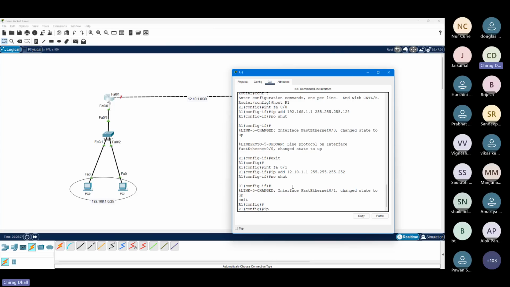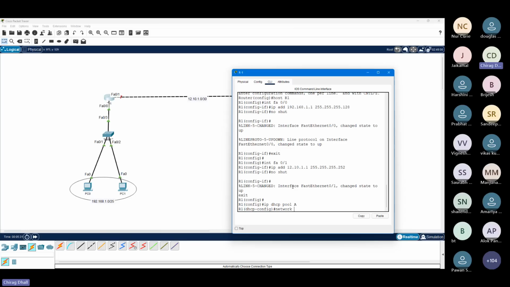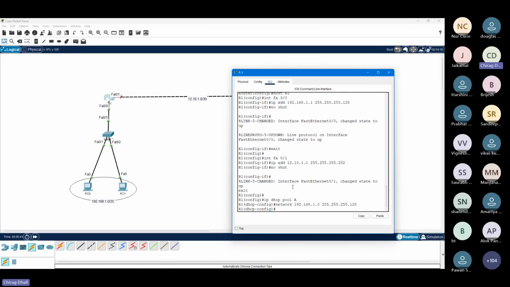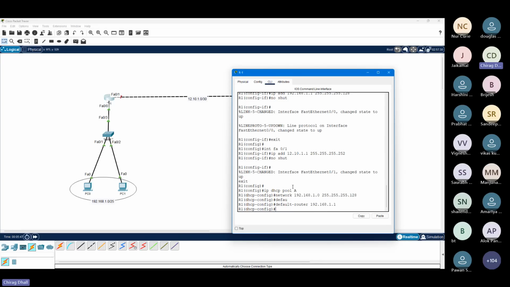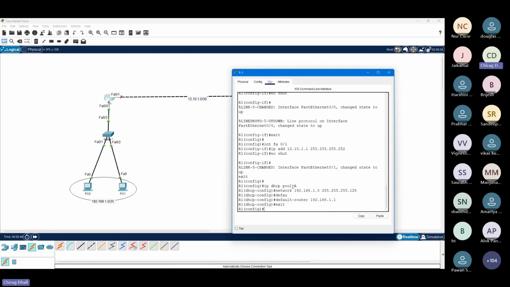So I will say ip dhcp pool A for my network 192.168.1.0 with the subnet mask as 255.255.255.128 and the gateway router or the default router IP as 192.168.1.1. Clear, guys?